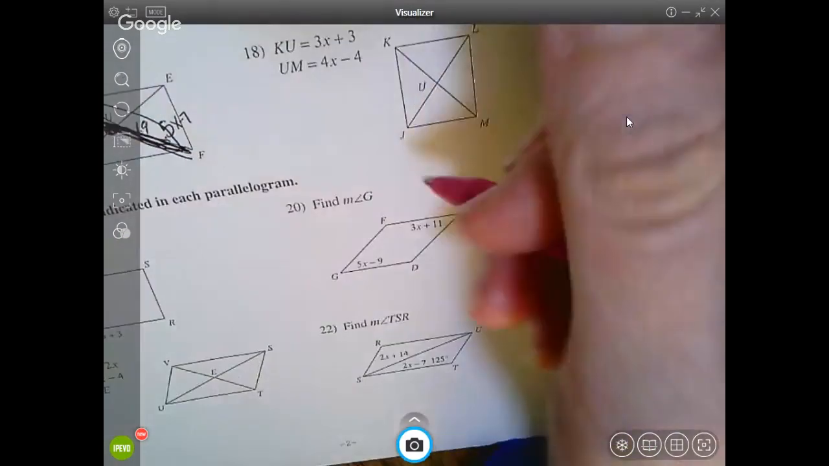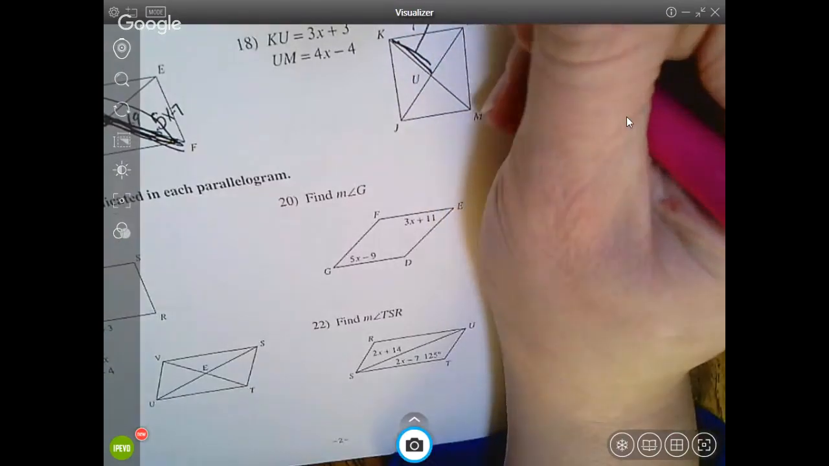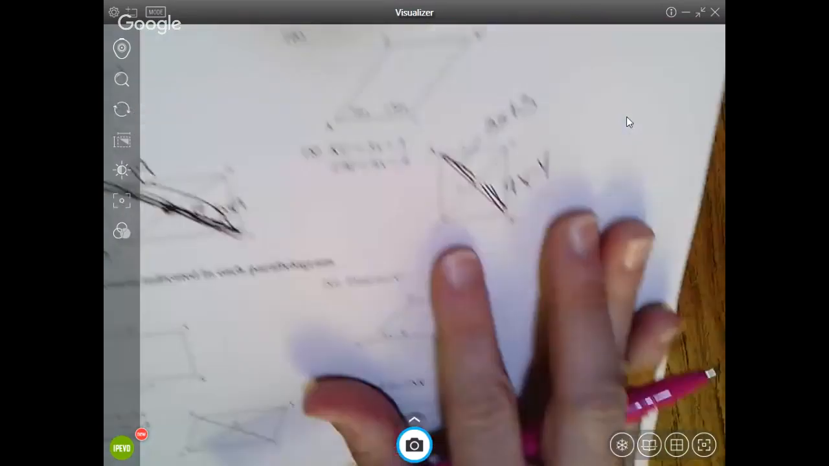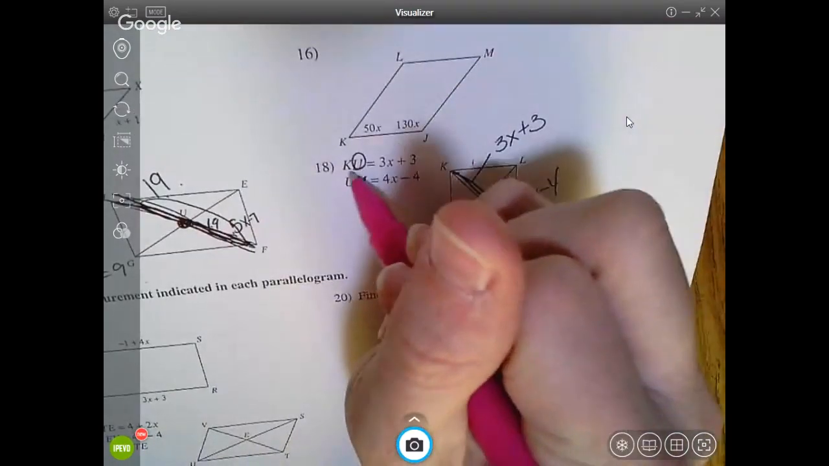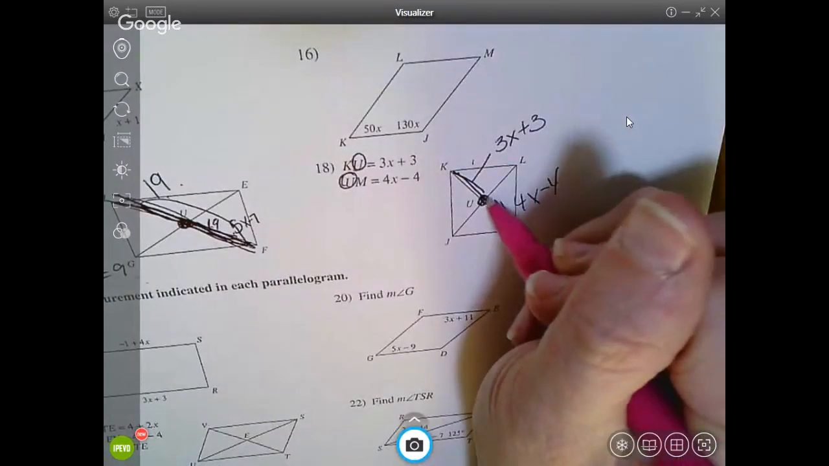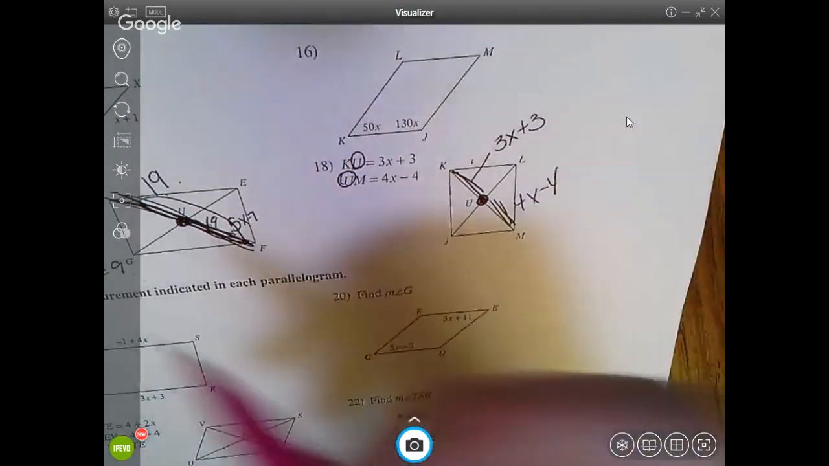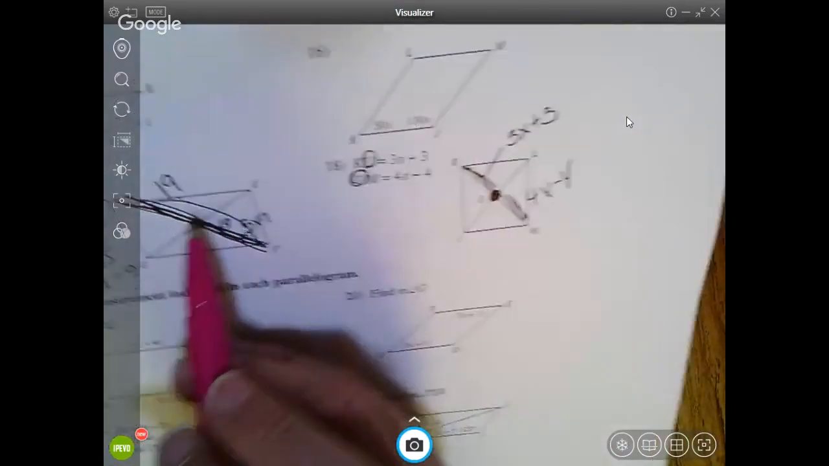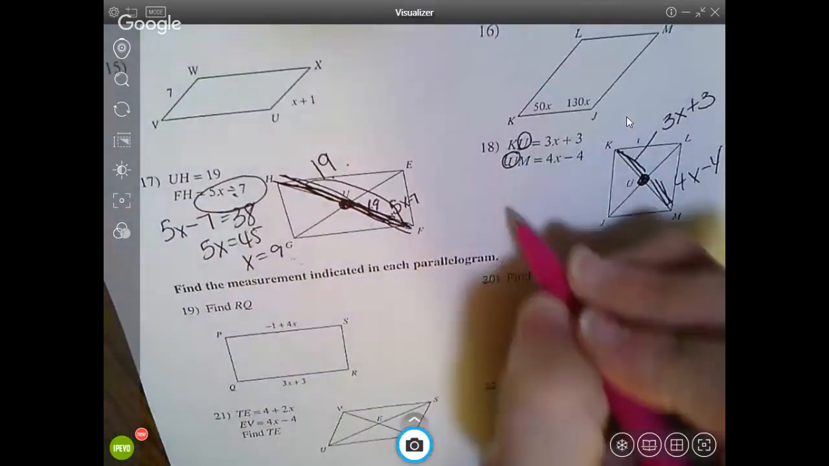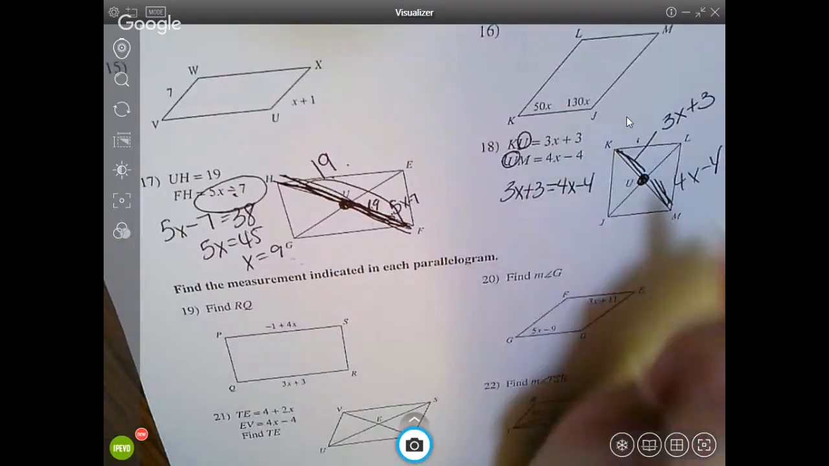So here we have KU is 3x plus 3. UM is 4x minus 4. Now here's a trick. Do you see how this has a U here and this has a U here? And you use the midpoint. Because of that, make U the equal sign. So here our midpoint was U, but U was only in one of them. It wasn't in both. So this is going to be 3x plus 3 equals 4x minus 4.